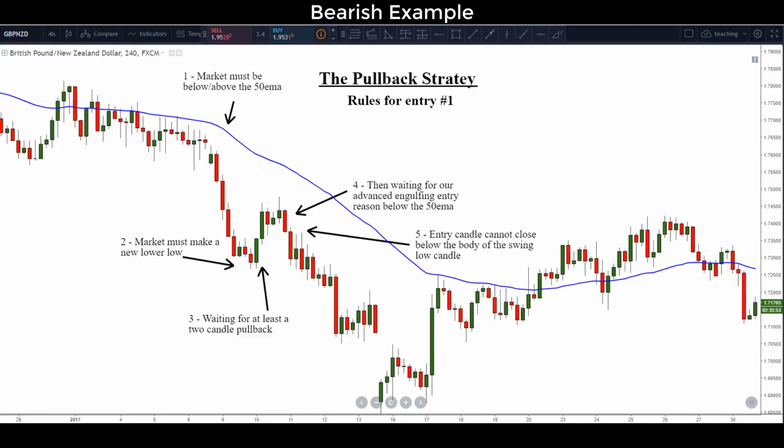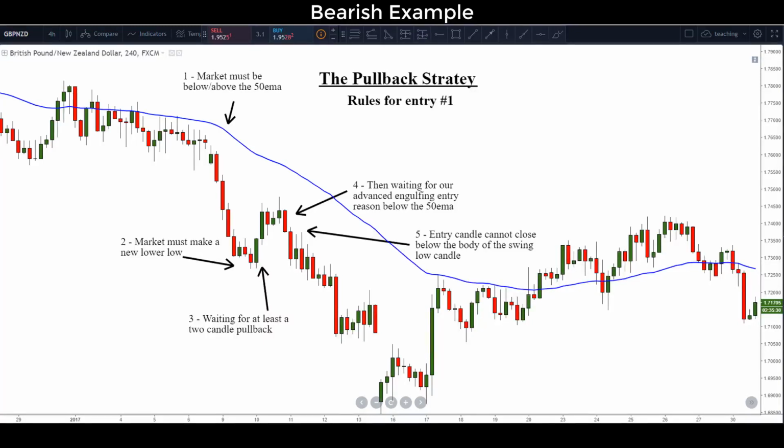entry number one. Entry number one of the pullback strategy is meant to capture a highly volatile market with small pullbacks in anticipation for trend continuation. Now, this strategy is completely rules-based, meaning the 5 rules you see on your screen must happen every single time we place a trade, and that's what makes this type of trading so powerful.